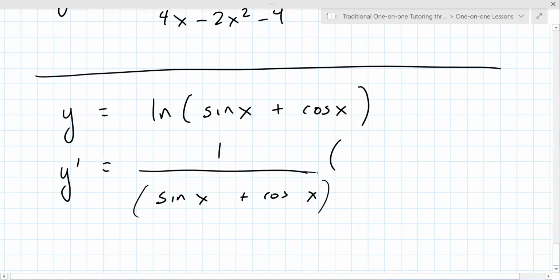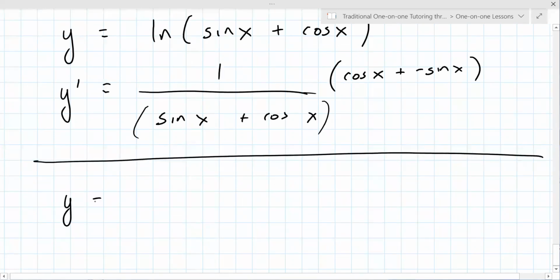Then, the derivative of sine is cosine x, plus negative sine x. Good. Okay.